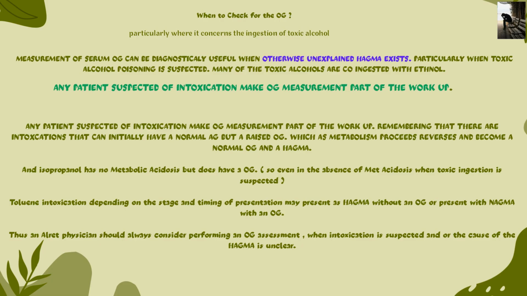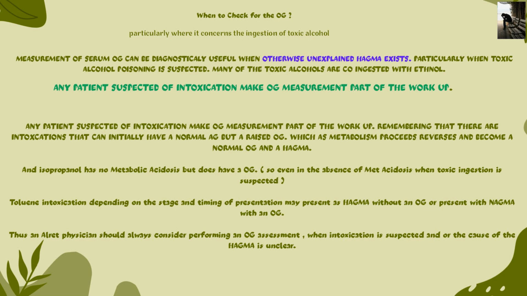We've got a patient who is unwell, you've done an ABG, you identified a metabolic acidosis which is a HAGMA, and if you've got the cause clear and you're sure about the etiology of the HAGMA, then you don't need to proceed to do an osmolar gap. However, if you've got a patient who is unwell, you identified a HAGMA and your cause is unclear, please proceed to do an osmolar gap.